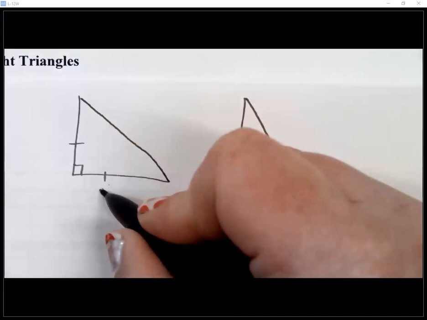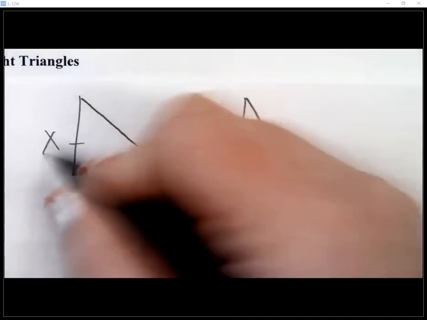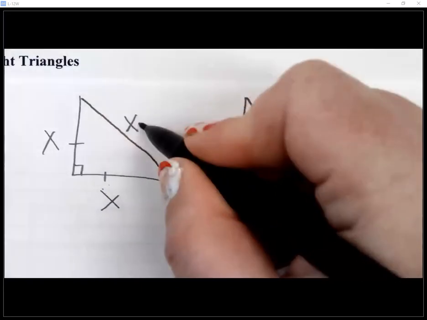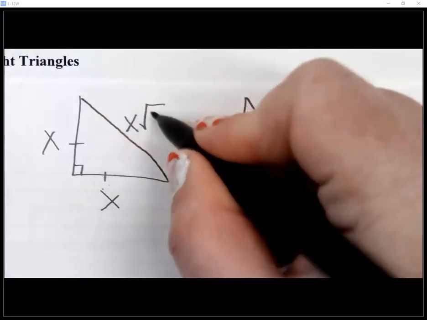X. They're both X, and then the hypotenuse is just X √2. Okay, so there's the 45, 45, 90.